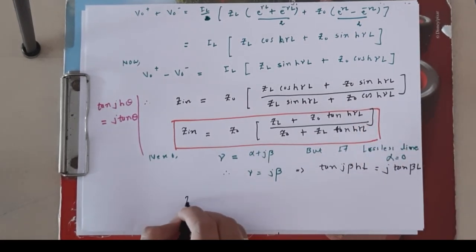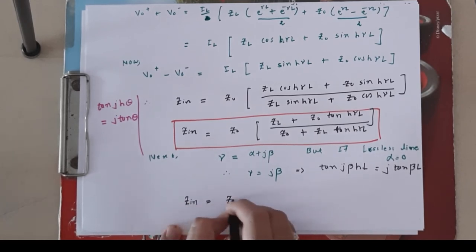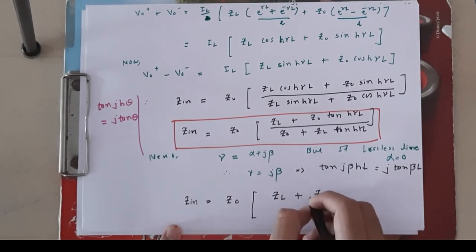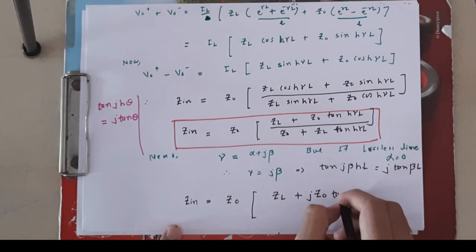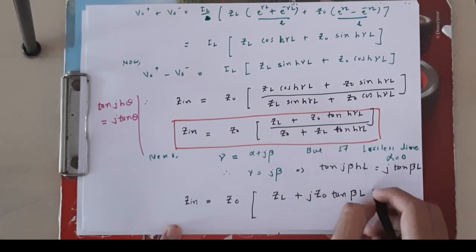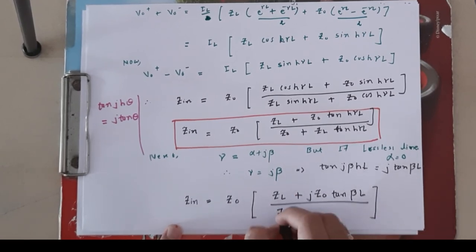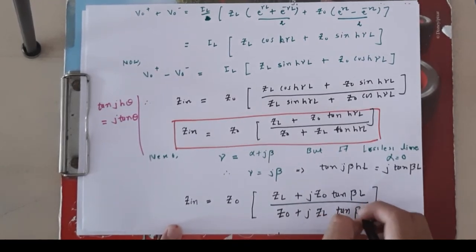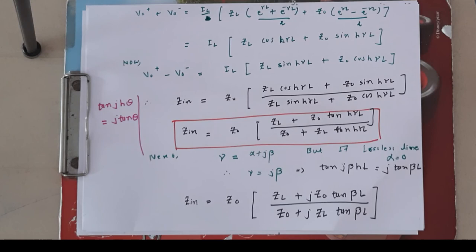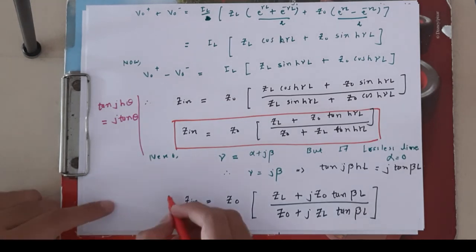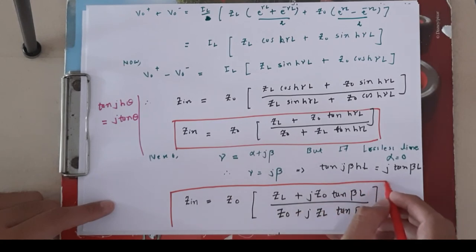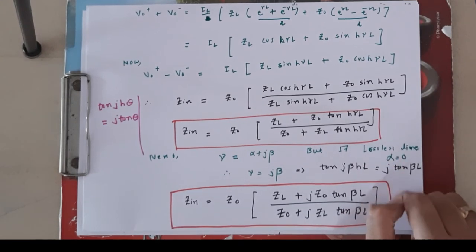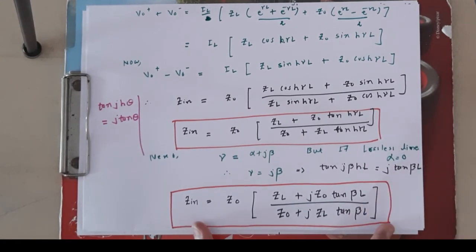So for the lossless line, the input impedance Z in is equal to Z0 in the bracket (ZL plus jZ0 tan beta L) divided by (Z0 plus jZL tan beta L). So this one is the final equation of input impedance seen from the generator side, the input impedance of your transmission line, when the transmission line is lossless. So this one is a standard equation.